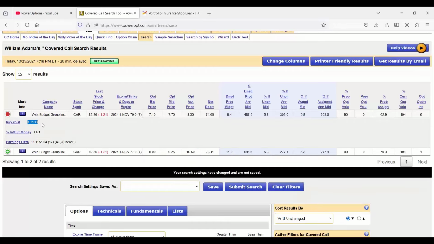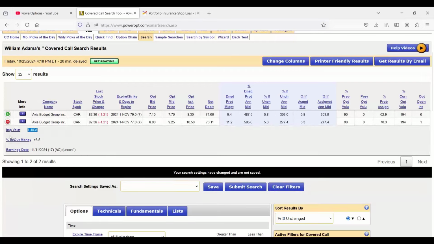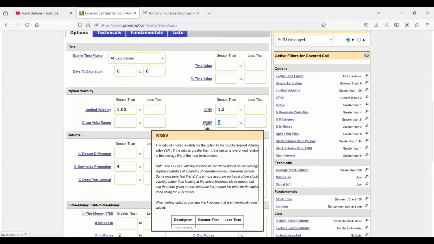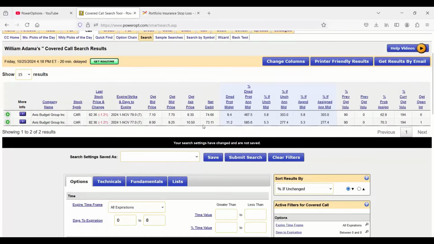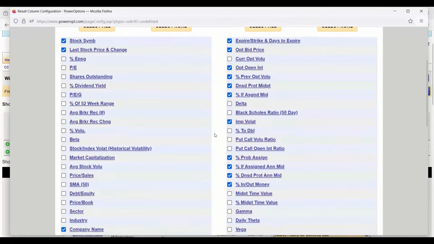Now, the implied volatility is 1.3 for the November 79 strike, and 1.4 for the other. What do I not have? I don't have the columns I was looking for, IV over HV or IV over SIV. No problem. Anything that you can filter by, Terry, you can add into the screen. So let's just go ahead and change columns.